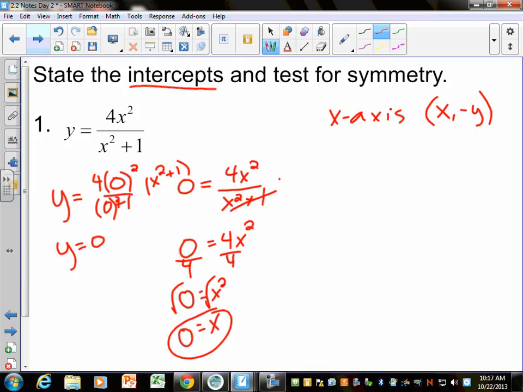If I plug in negative y for y, I get negative y equals 4x squared over x squared plus 1. You with me on that? This side stayed the same, right? Did this side stay the same? Since it did not stay exactly the same, we would say that this is not symmetric with the x-axis. Let's get to one that is symmetric so you can see what I'm talking about. Just hold tight for just 1 minute.